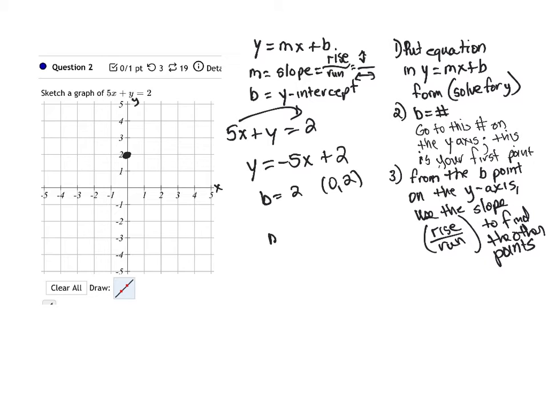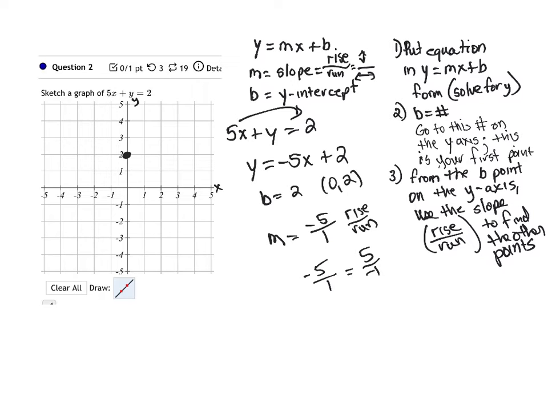Then you want to use your slope. Now, your slope is this -5. -5, and make it a fraction over 1, because that's rise over run. And remember, -5 over 1 is the same thing as 5 over -1. And the positive and negative tell you the direction to go. So now we're going to use rise over run. Let's do -5 over 1. So from this point, I'm going to count down 5 spaces because it's -5. So here's 1, 2, 3, 4, 5.